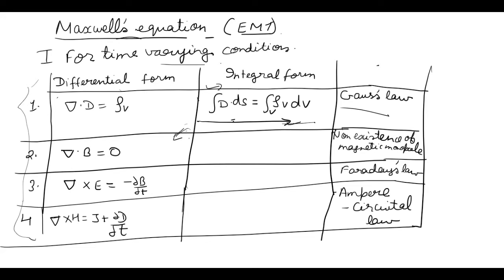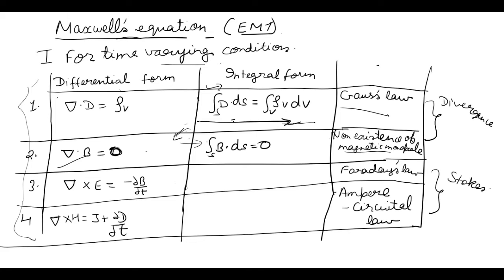Now the second equation, which is divergence of magnetic field density is equal to 0, and this is due to the fact that the magnetic monopole doesn't exist. So now similarly we are going to write it in integral form, which is B dot dS is equal to 0. This one was quite easy. We used divergence theorem in these two equations, and in these two we are going to use Stokes theorem.